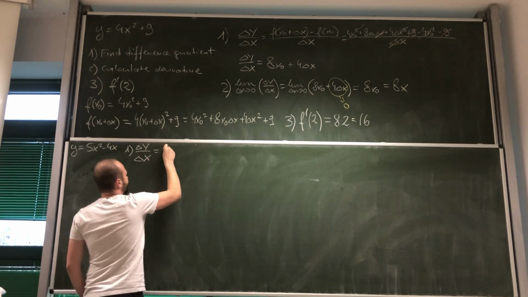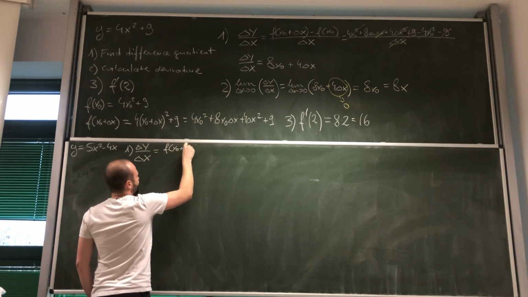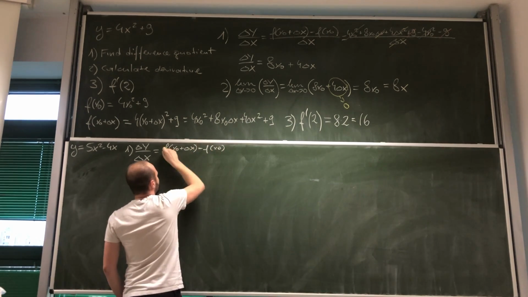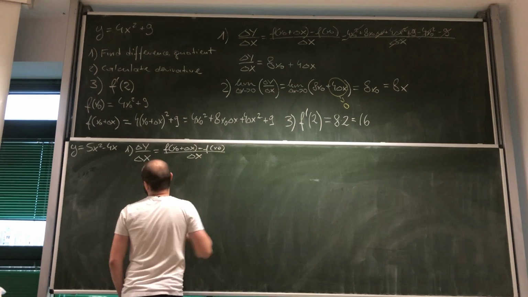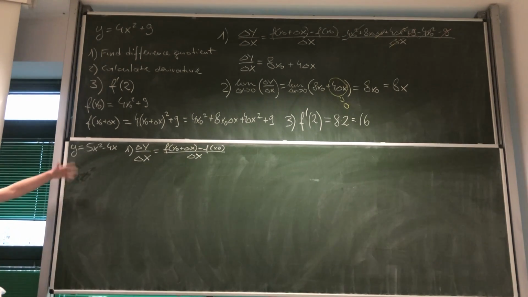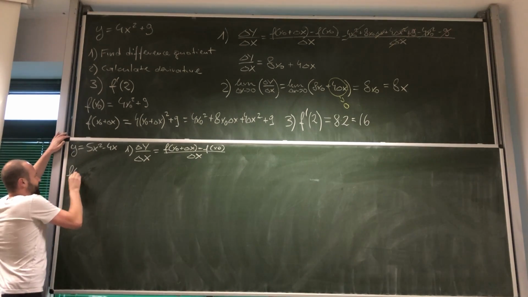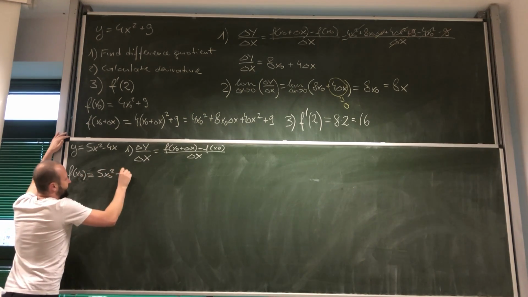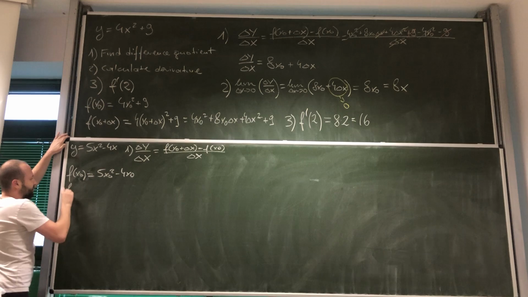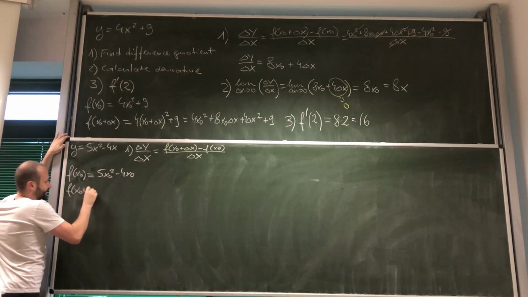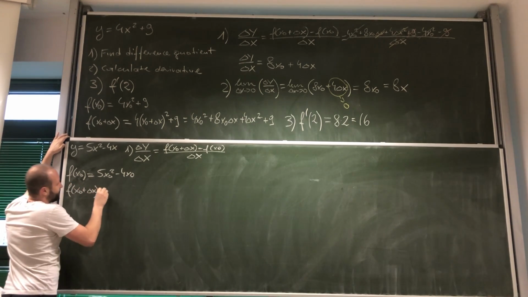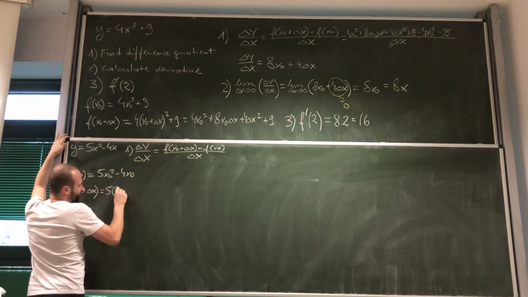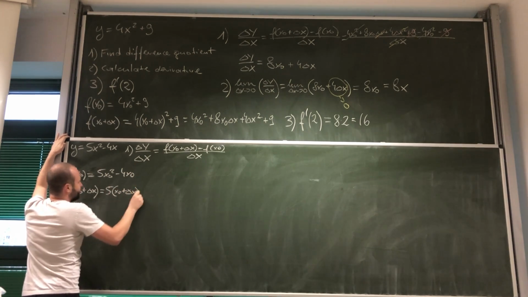So again, we need to find f of x0 plus delta x minus f of x0, all divided by delta x. Okay, so as before, let's start by calculating f of x0, which is simply 5x0 squared minus 4x0. Then we need to find f of x0 plus delta x, which is equal to 5 times (x0 plus delta x) squared, right?